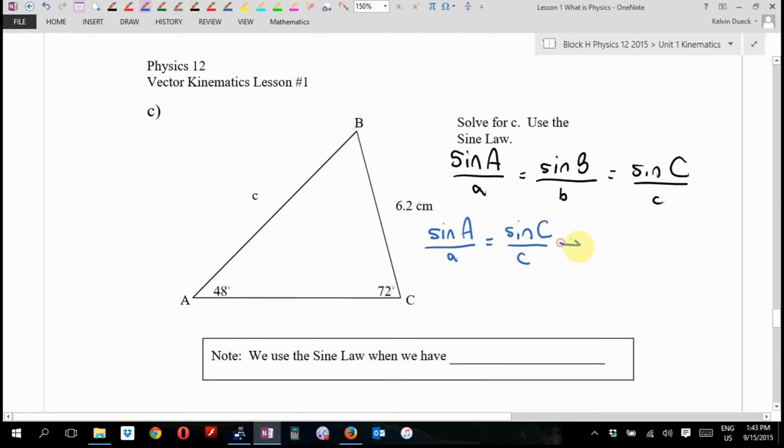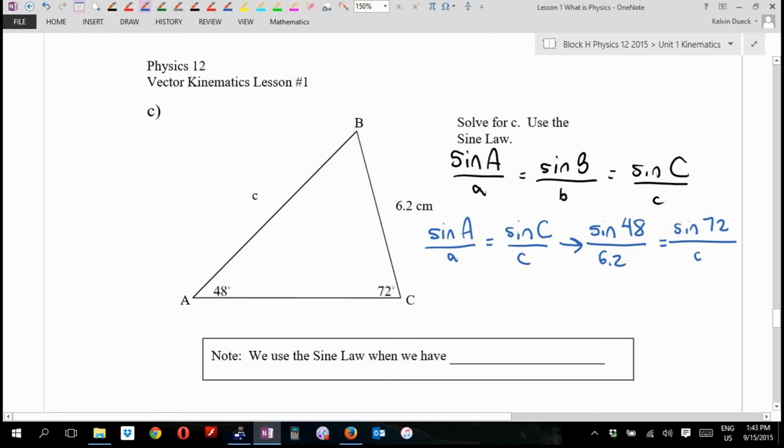Now we plug and chug. Sine of, what is big A? We decided that we would name angles with capital letters and the sides across from them with small or lowercase letters. So big A is going to be 48 degrees over 6.2 equals sine of 72 degrees over little c.